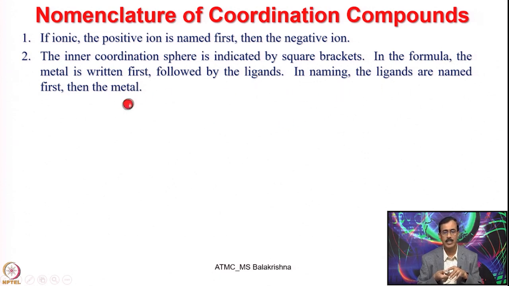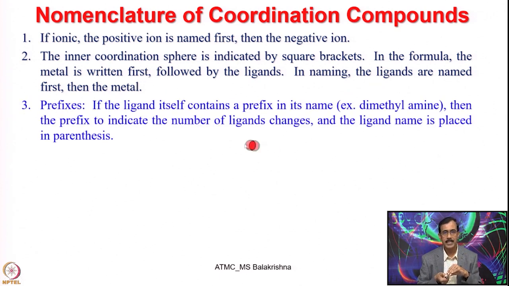In naming, the ligands are named first in alphabetical order, irrespective of the nature of the ligands, and then the metal. If the ligand itself contains a prefix in its name, say dimethylamine or triphenylphosphine, then to avoid confusion we should use a different kind of prefix to indicate the number of such ligands, and the ligand name is placed in parentheses. For example, if two dimethylamine ligands are there in the coordination sphere, it looks odd to say dimethylamine twice. Instead, you should say bis(dimethylamine). So, an appropriate prefix should be used for them.